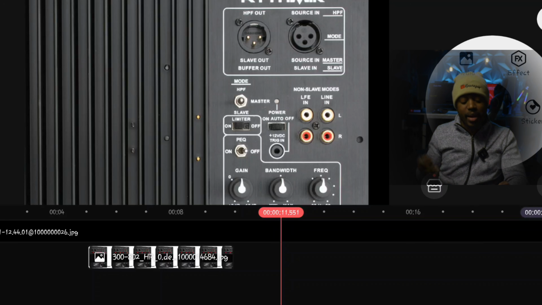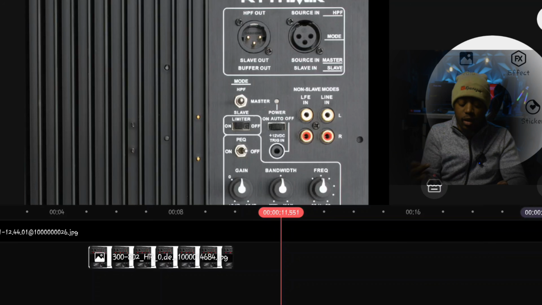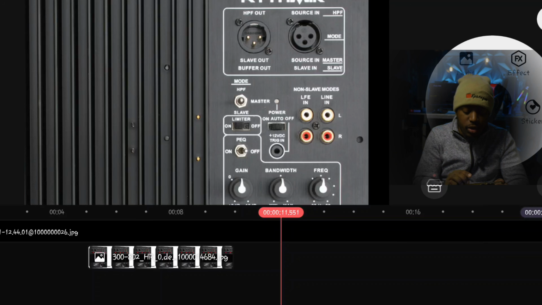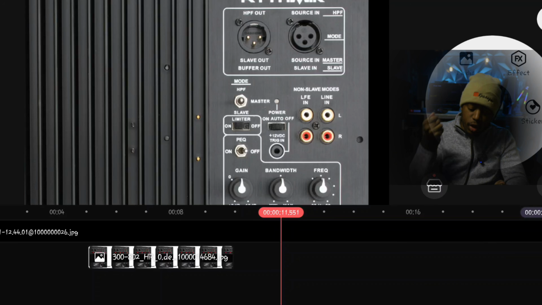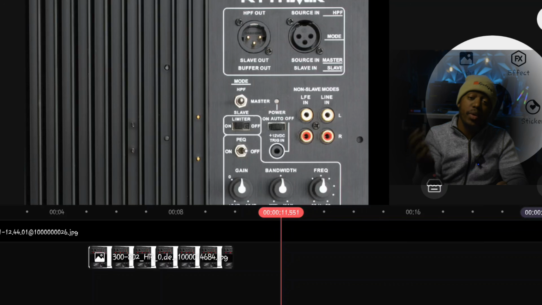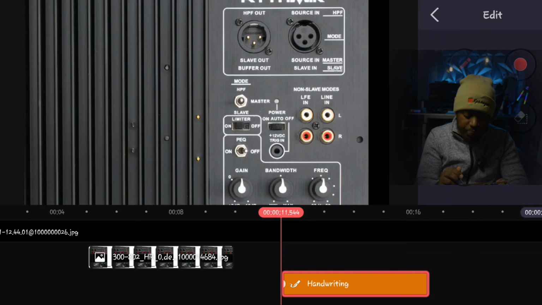So it still does the same thing as an RCA, it's just a different form of cable, maybe a little bit better. So that's what you have here. So source in is your input. You plug the XLR in. Your HPF out is what you can daisy chain to another sub just like you could in the other ones, right?